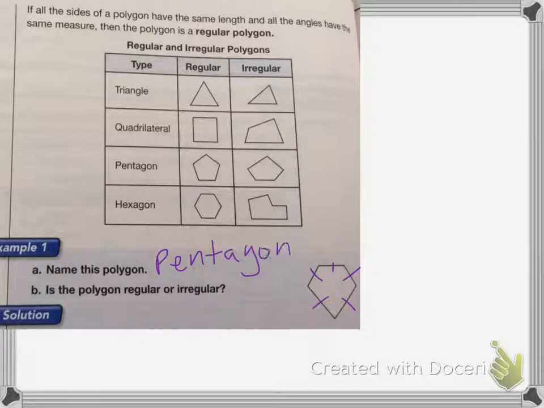And the second question is, is it a regular pentagon? So I'm going to look, and does it look like any of these sides are the same length, or if all of them are the same length? And they obviously aren't, so it is irregular. It's an irregular polygon.